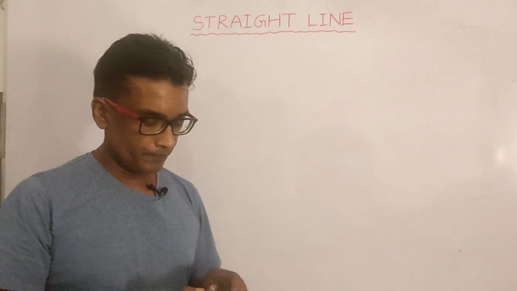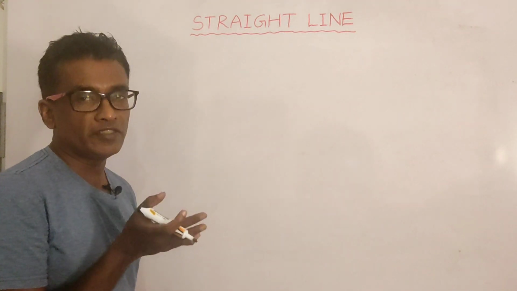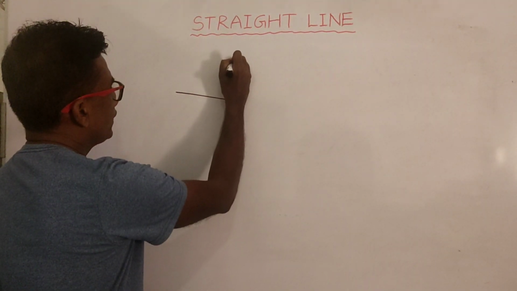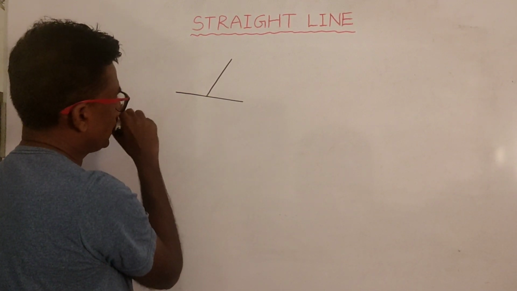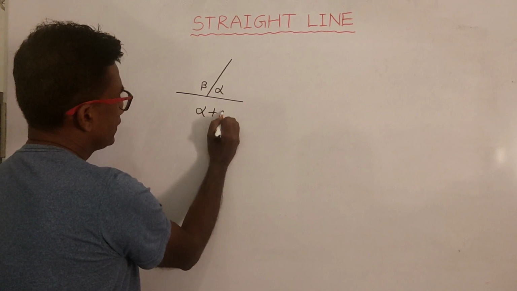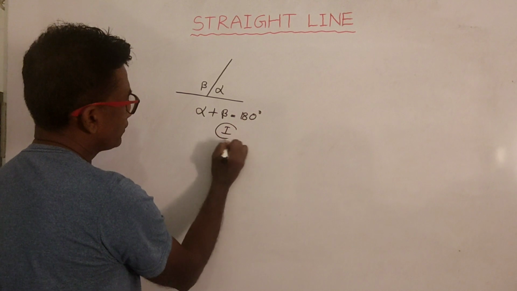In summary, we studied the first two theorems of plane geometry. The first theorem says that when a straight line meets the internal point of another straight line, the sum of the resulting adjacent angles is going to be 180 degrees. This is theorem number 1.